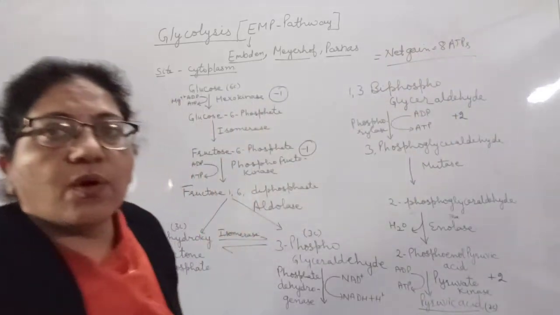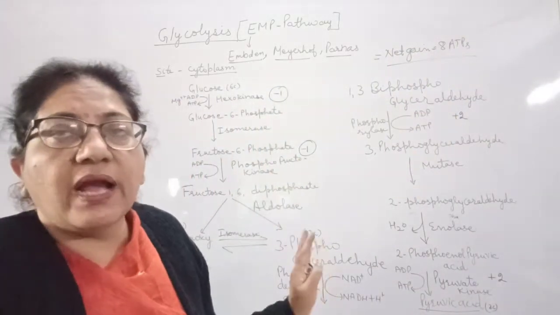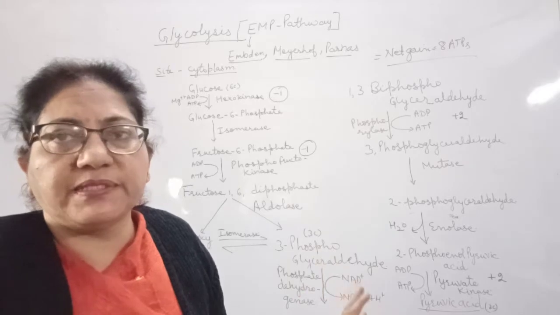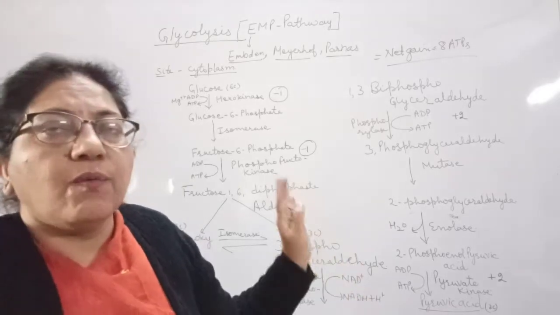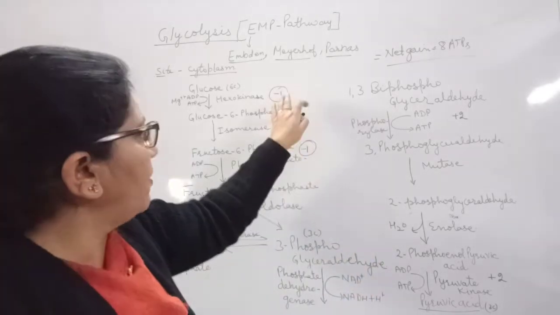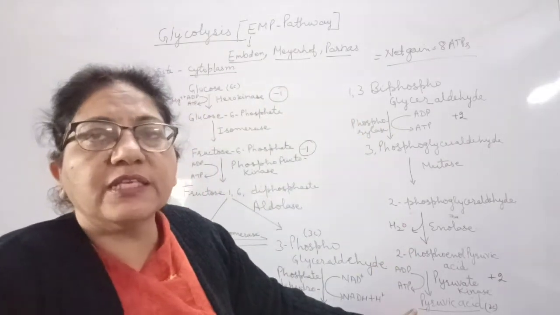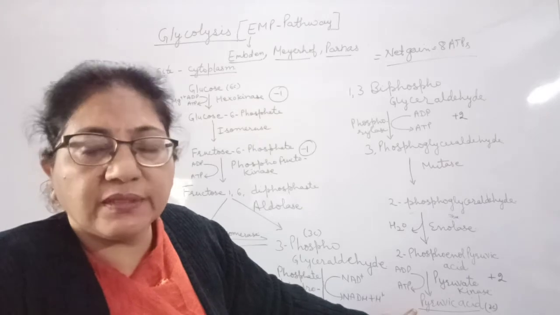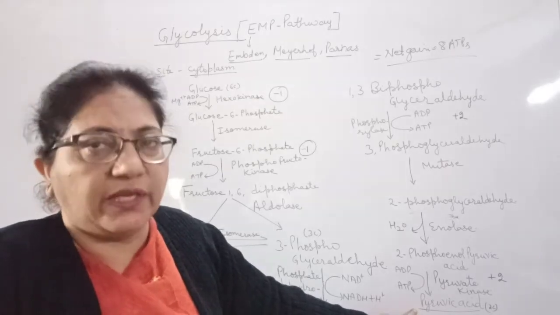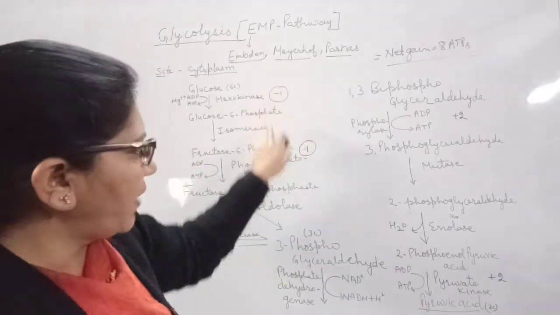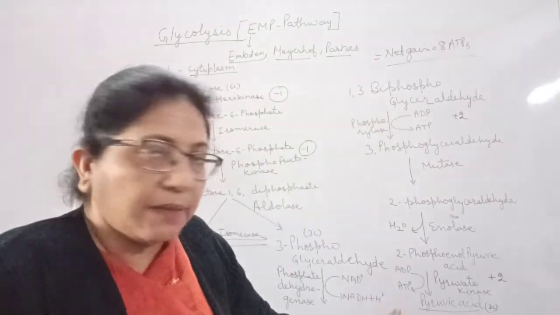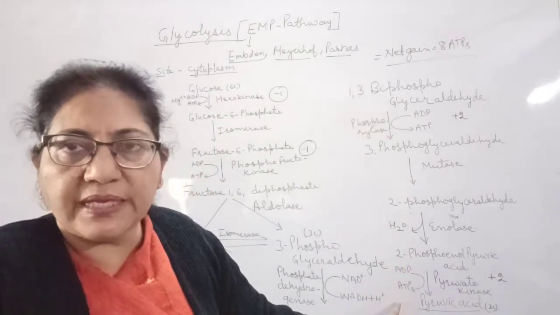Fine. So it is very important that you learn the systematic representation of glycolysis. What is glycolysis? The breakdown of glucose, a 6-carbon compound, into pyruvic acid, a 3-carbon compound, with 2 molecules. And in this there are 10 steps, a systematic formation of 10 steps.